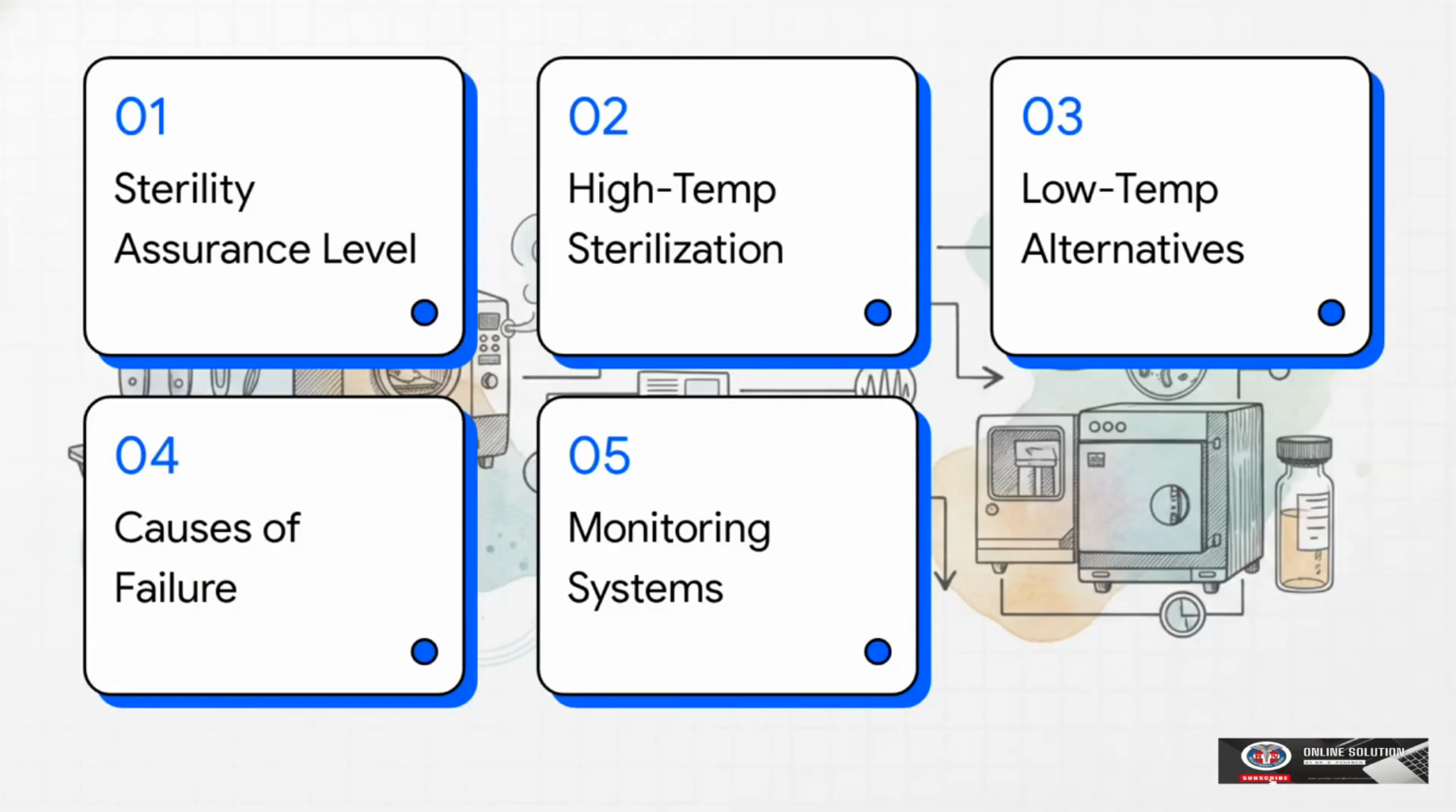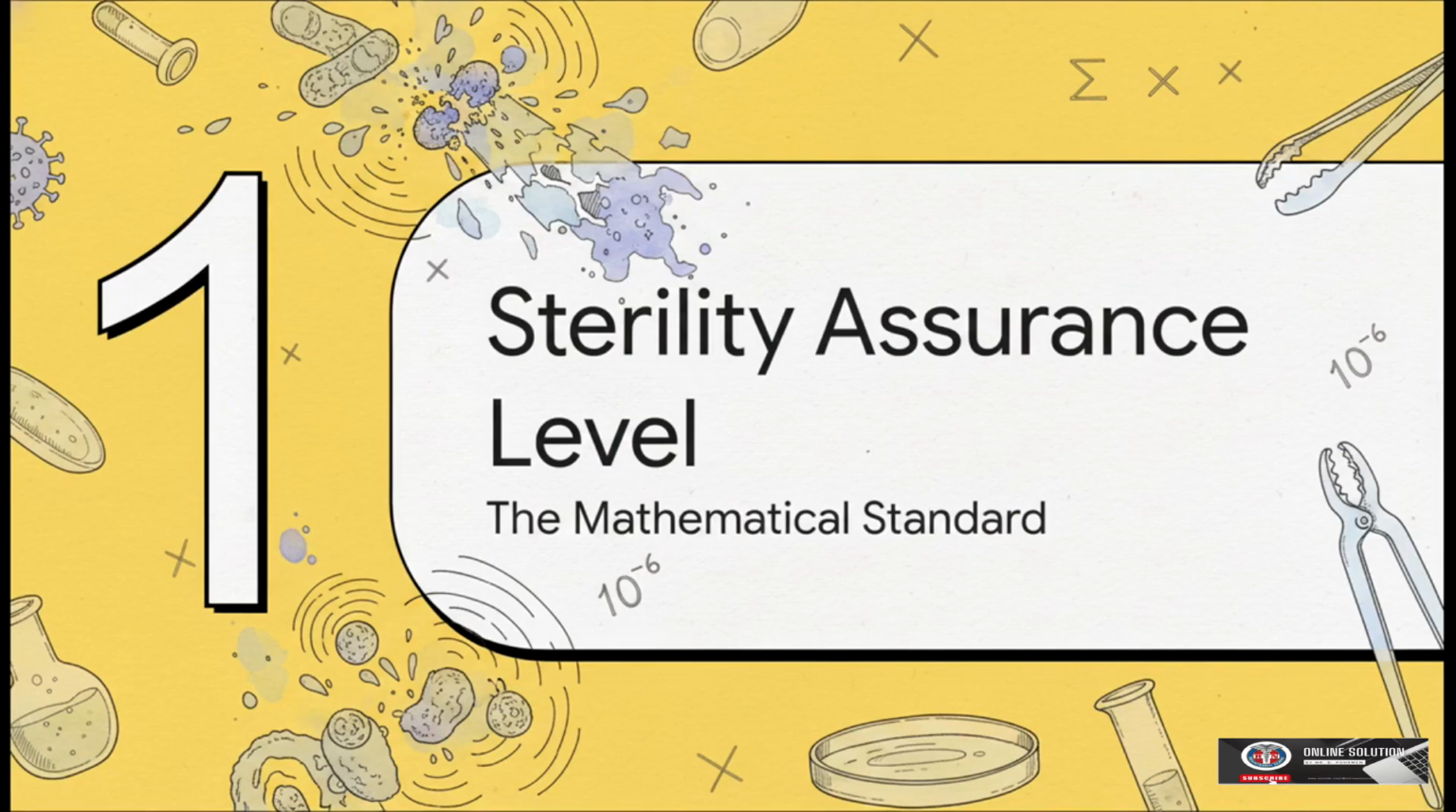Today's explainer is broken down into 5 quick chapters: the sterility assurance level, high-temperature sterilization, low-temperature alternatives, causes of failure, and finally, the monitoring system. Starting right off with Chapter 1, the sterility assurance level.